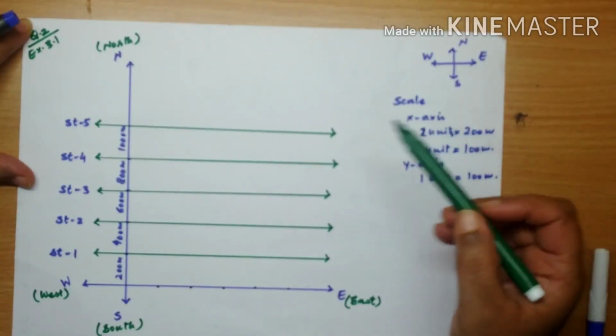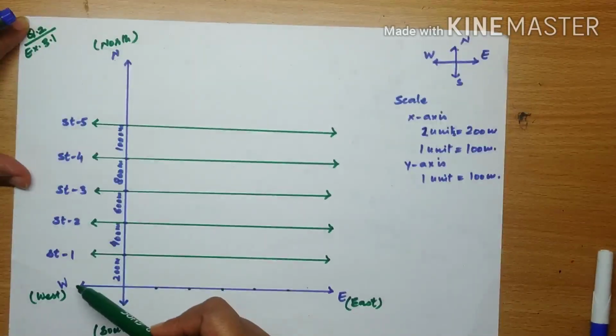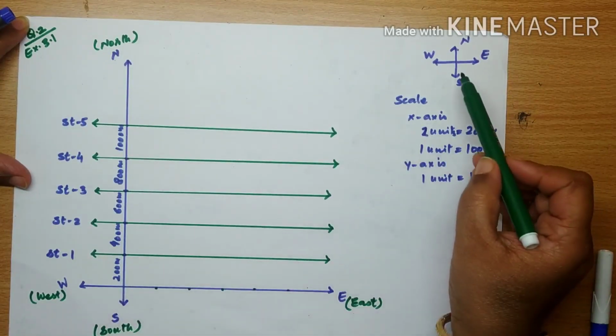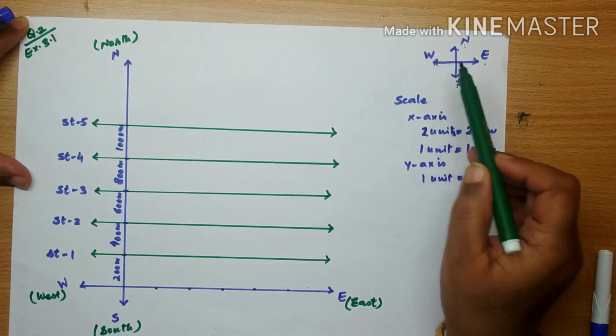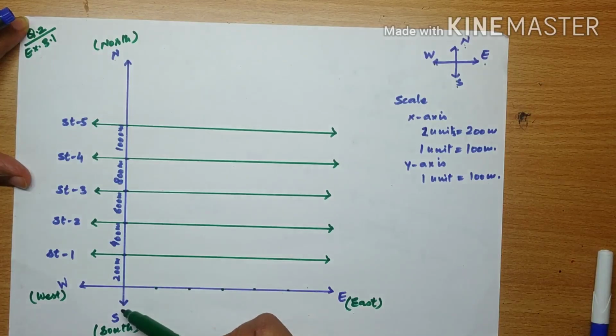He says the main roads are along north-south direction and east-west direction. So we mark the directions like this: north, south, east and west. So similarly, I have marked these blue ones. This is from east to west and this is from north to south.